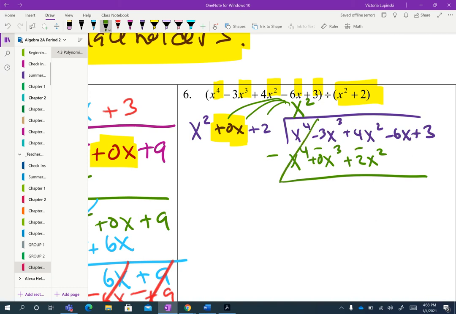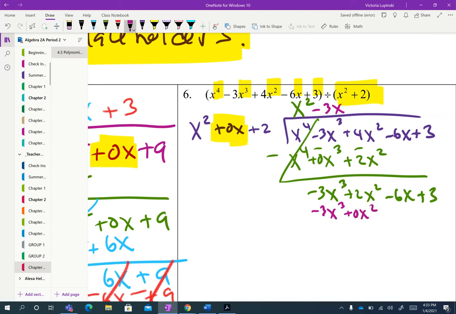So the fourths are gone. Negative 3x cubed plus 2x squared minus 6x plus 3. That's round 1. Next round, first into first. So x squared times what is negative 3x cubed? That's negative 3x. That's going to give me negative 3x cubed, and then plus 0x squared, and then minus 6x.